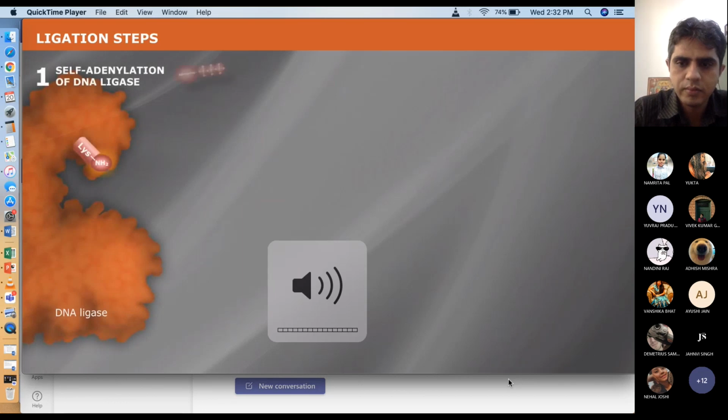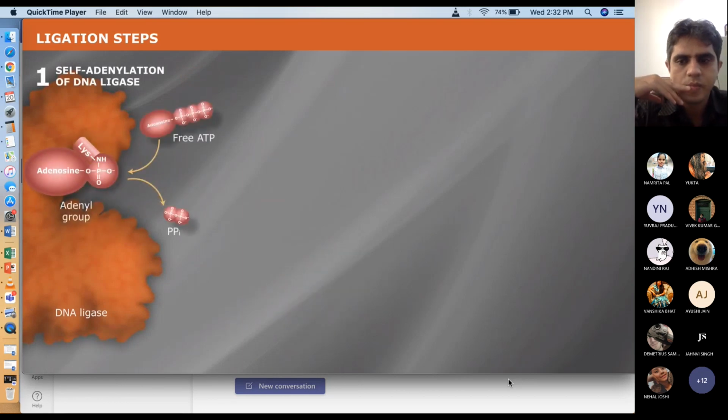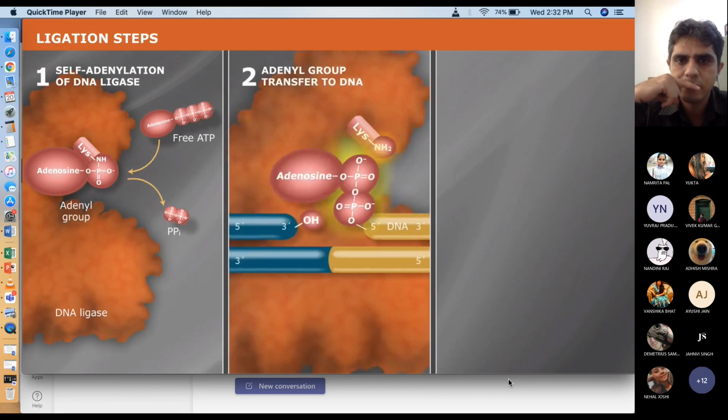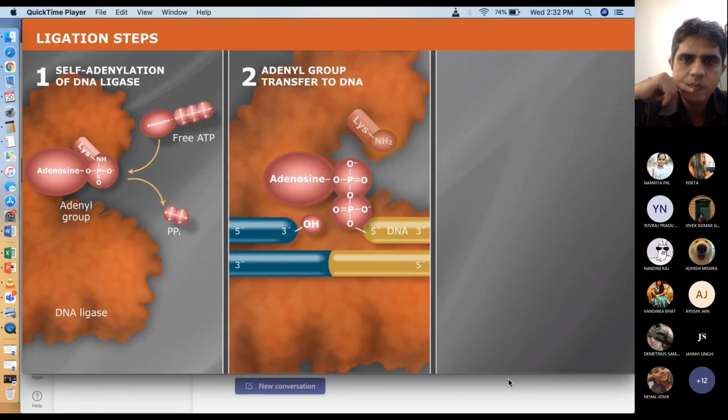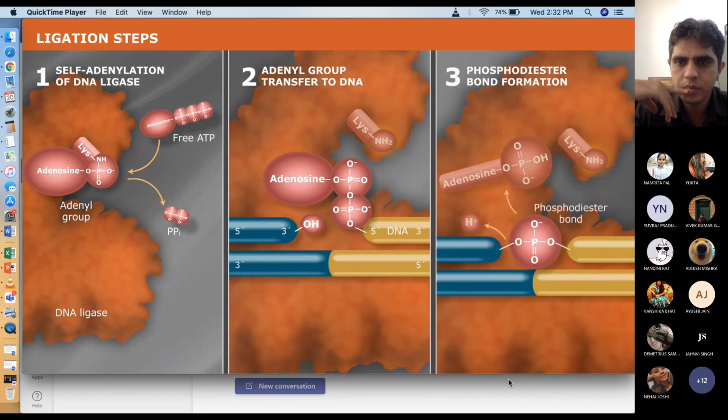Initially, the ligase is self-adenylated by reaction with free ATP, or NAD. Next, the adenyl group is transferred to the 5' phosphorylated end of the donor strand. Lastly, the formation of the phosphodiester bond proceeds through the reaction of the adenylated donor end with the adjacent 3' hydroxyl acceptor, accompanied by the release of AMP.